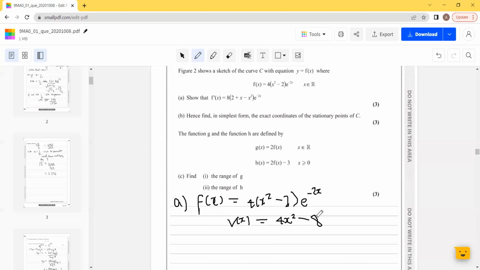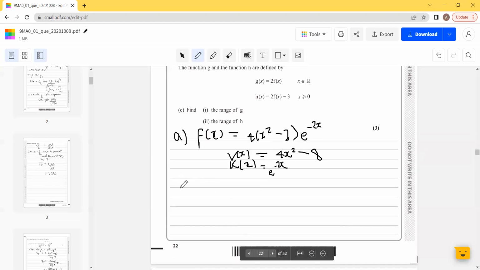Okay, and I'm going to say that k of x maybe is equal to e to the minus 2x. Now, what does the product rule state? It states simply that f dash of x is equal to v dash x times k of x, plus v of x multiplied by k dash x.